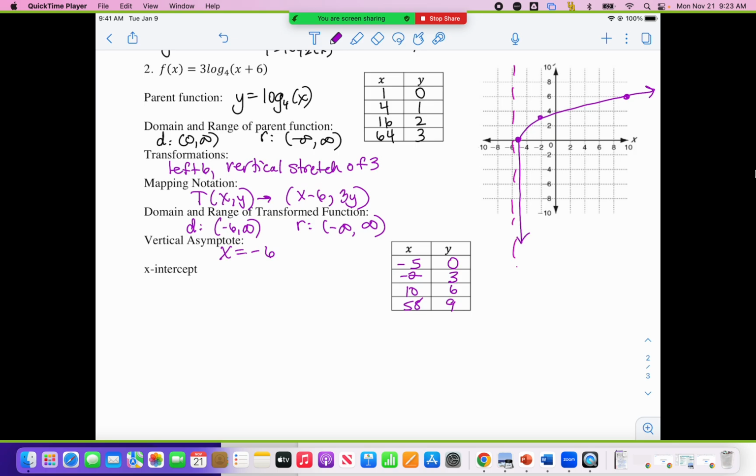Oh, nice. Our x-intercept is in the table, right? So most of the time, your x-intercepts will be in your table. So that's just negative 5, 0.